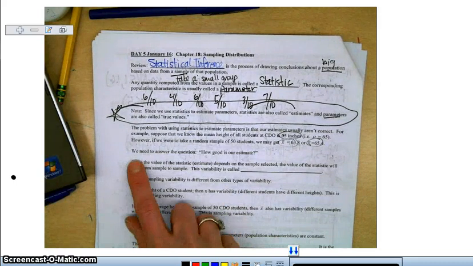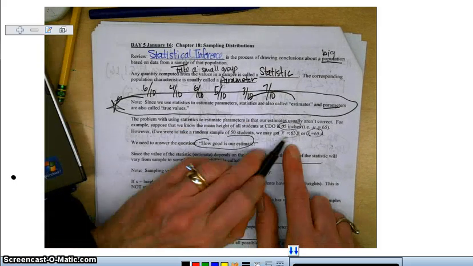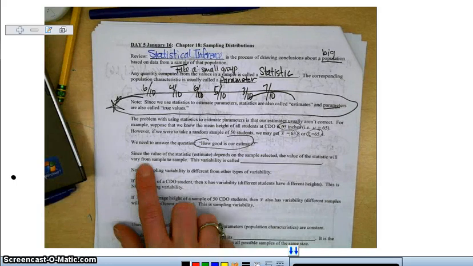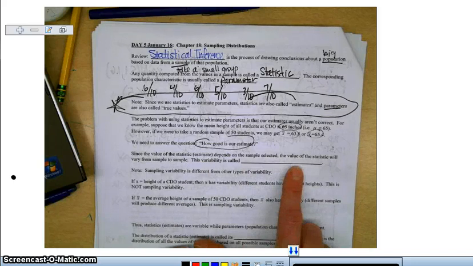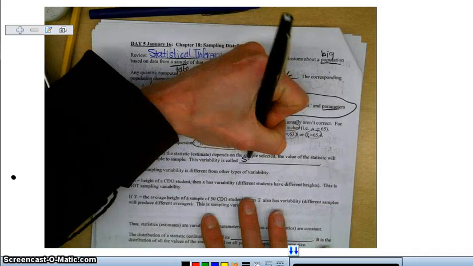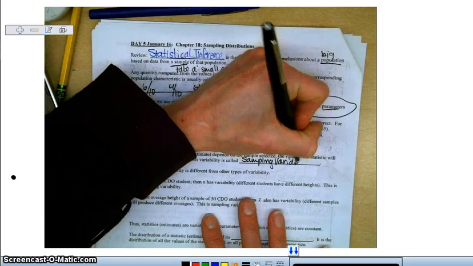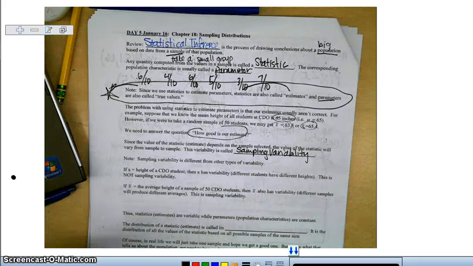So the next step, the question we need to answer is how good is our estimate? How good was my sample of 63.8? How close was it? Since the value of the statistic or estimate depends on the sample selected, the value of the statistic will vary from sample to sample. This variability is called sampling variability. We're going to use the word sampling a lot in the next few sections of notes.